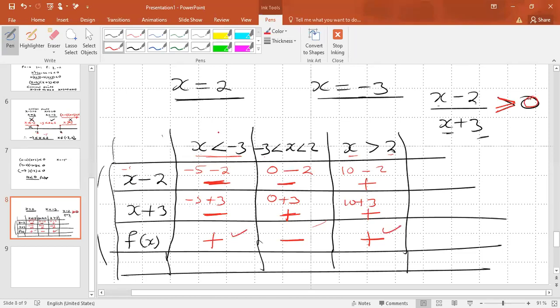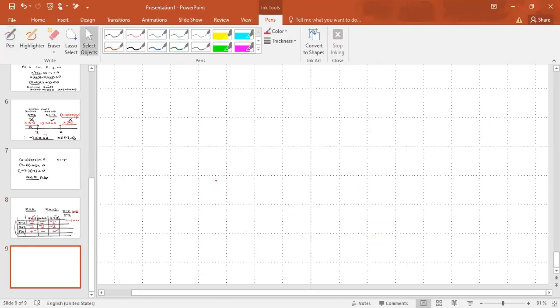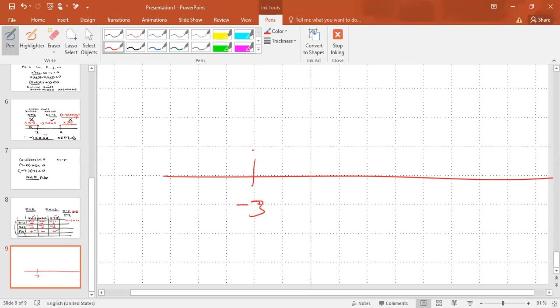So it means the solution to this inequality is x is less than -3 or x is greater than 2. On a number line, as usual, as per tradition, x is less than -3. On a number line, you say something like this. If this is -3, of course, open this side.